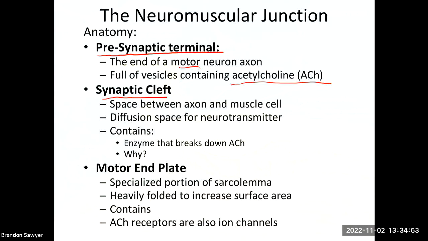And then we have this space between the two cells. That's the synaptic cleft, the fluid-filled space between the muscle cell and nerve. This is the space for diffusion of acetylcholine across. It contains an enzyme called acetylcholinesterase, and its job is to break down acetylcholine. This is what's going to help with relaxation of the muscle.